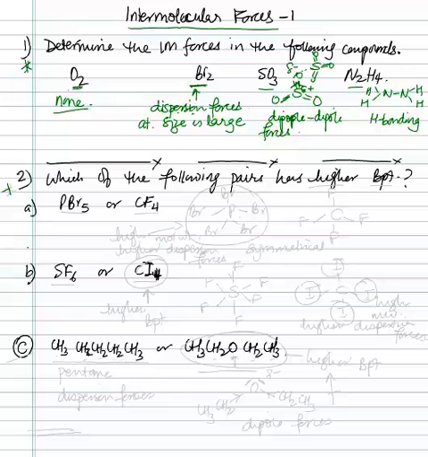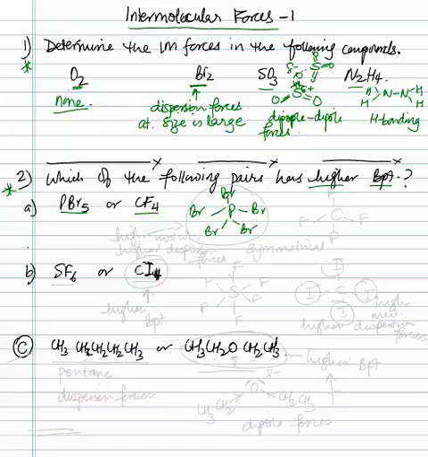Okay, next question. Which of the following pairs has the higher boiling point? Higher boiling point means we are looking for higher intermolecular forces in this one. So here we have phosphorus pentabromide and carbon tetrafluoride. So let's draw the structure of both. So PBr5, Br, and that's the Lewis structure.